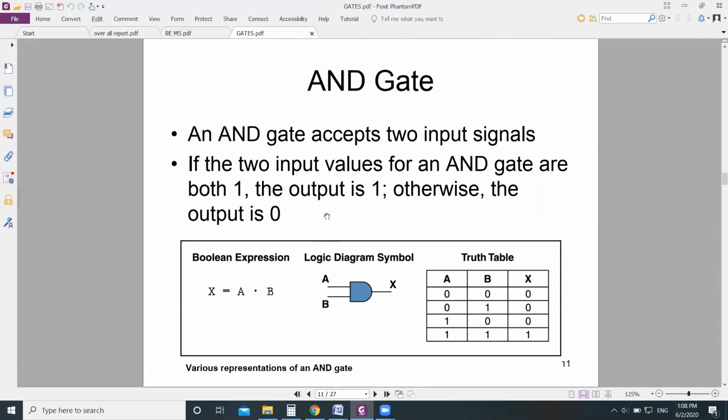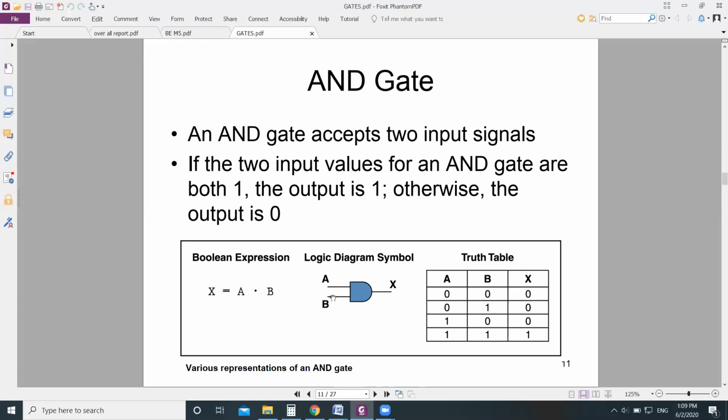Okay, so an AND gate always accepts two inputs. Basically it will have two inputs. For some gates there can be more than two inputs also, and for these two inputs, if both the inputs are 1, then only the output will be 1. Okay, let us see the truth table. So two inputs we have. On the input side I'm writing A, B, two inputs. The output is only one, so X I'm writing.